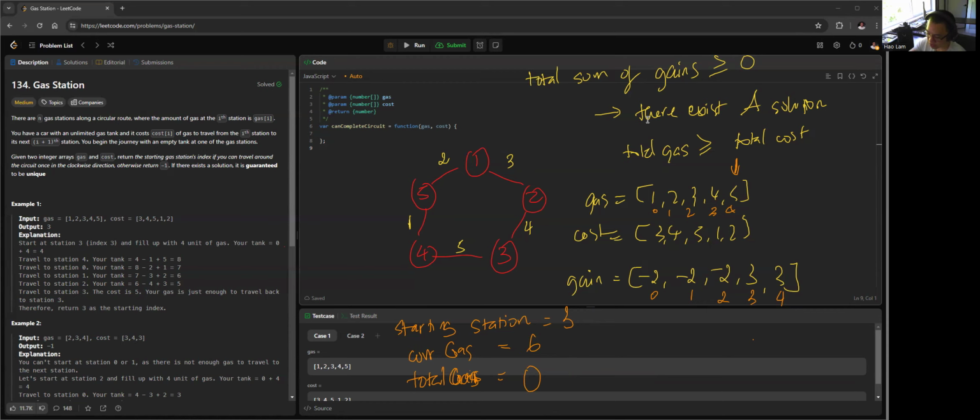right? It makes sense, right? Because if you start from 3, you have 6 here, right? And in order to get back to 3 again, you need to go through 0, 1, 2, right? And 0, 1, 2 again is -6, right? So you just have just enough gas to get back to station 3.